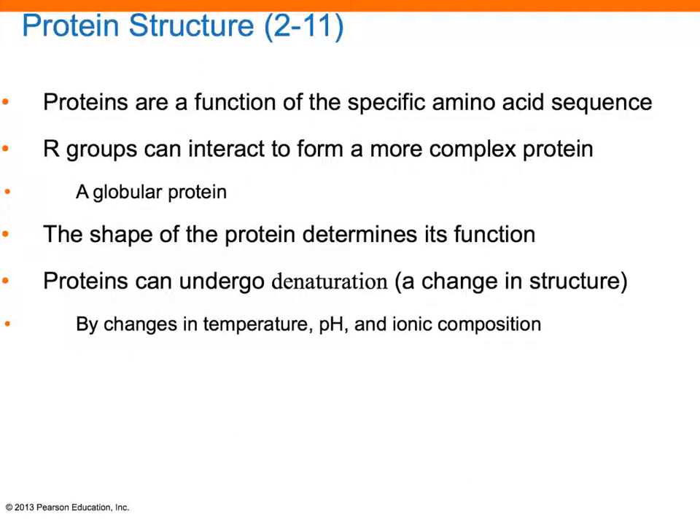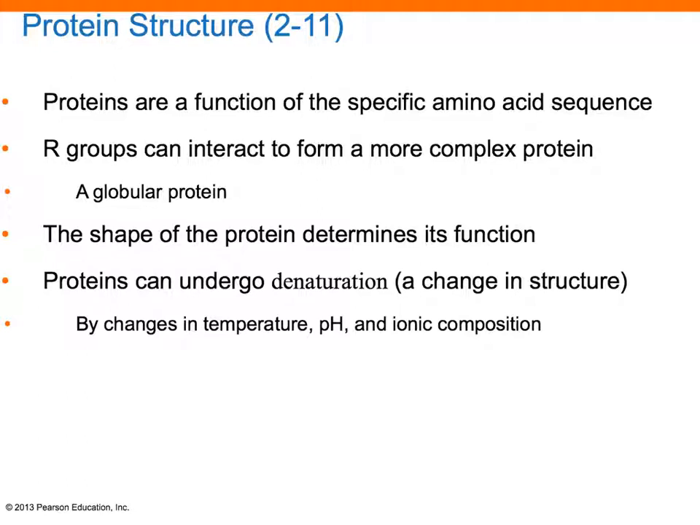Proteins are a function of the specific amino acid sequence. The R group can interact to form a more complex protein, specifically a globular protein. The shape of the protein determines its function. Proteins can undergo something called denaturation. This is a change in protein structure, basically an unfolding.